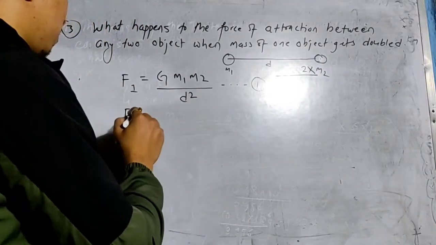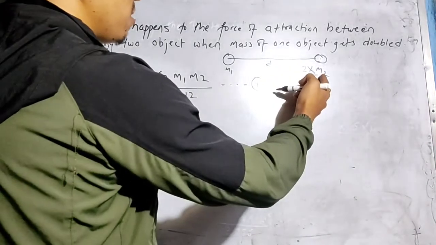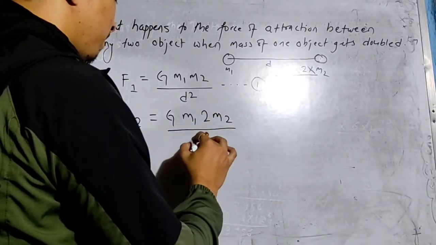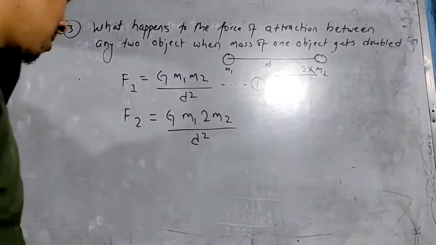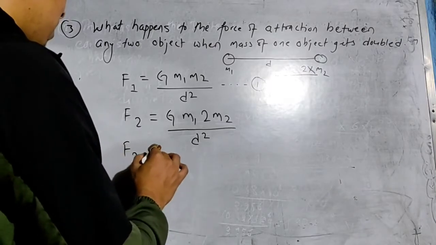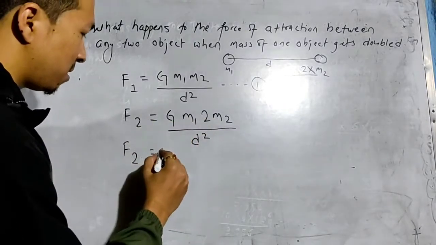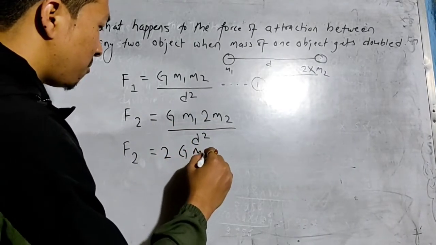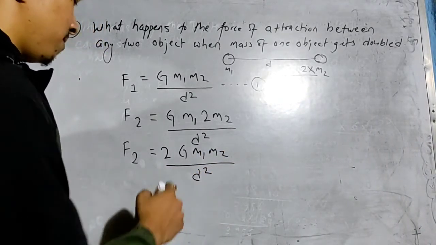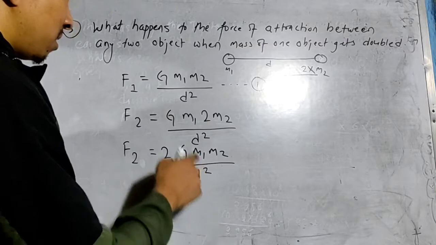So that's fine. Second condition, the force of attraction F2 is given by G m1 m2, where m2 is double. That means 2 into m2. That is 2 m2 by d square. Now F2, force of attraction, that means second condition. Now we have here that 2 we can put here in front. Okay. 2 G m1 m2 by d square. Simply that 2 is as it is.